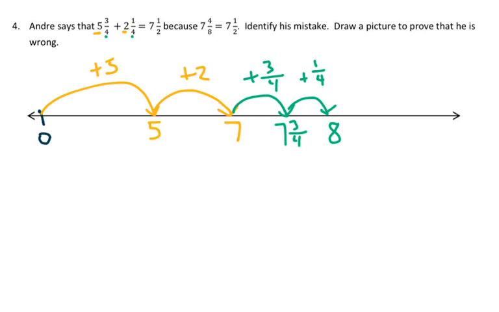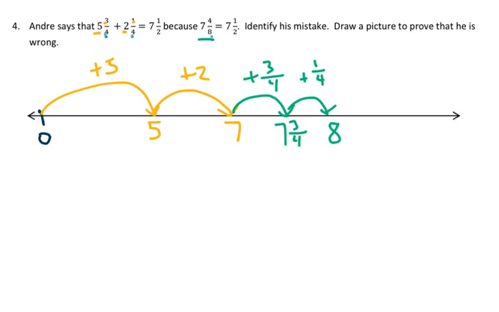So Andre said that it is equal to 7 1/2, and his misconception is right here where he said 7 4/8. His mistake was that he added both the numerators, so he added 3 and 1 to get 4, and then he added the denominators, and that's where his mistake came in. He added 4 plus 4 to give you 8, when in reality the denominator should have stayed 4, so it would have been 7 and 4/4, or the whole number 8.